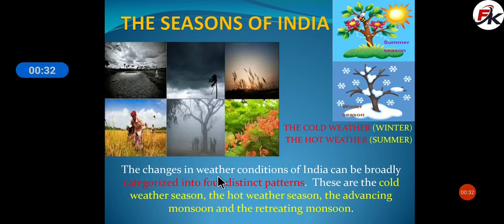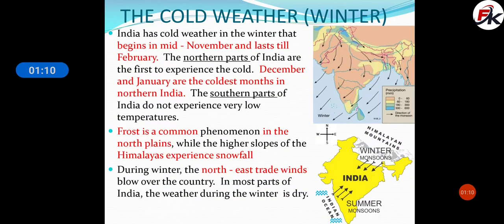The changes in weather conditions of India can be broadly categorized into four distinct patterns. These are the cold weather, the hot weather season, the advancing monsoon, and the retreating monsoon. Especially in this module, I will talk only about these two, cold weather and hot weather. The advancing monsoon and retreating monsoon will be talked about in the next module. So let us move with the cold weather or the winter season.